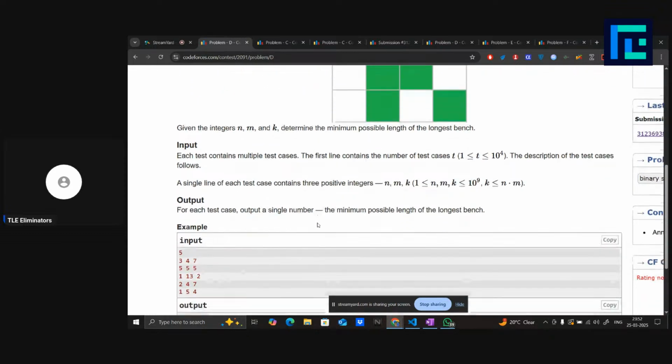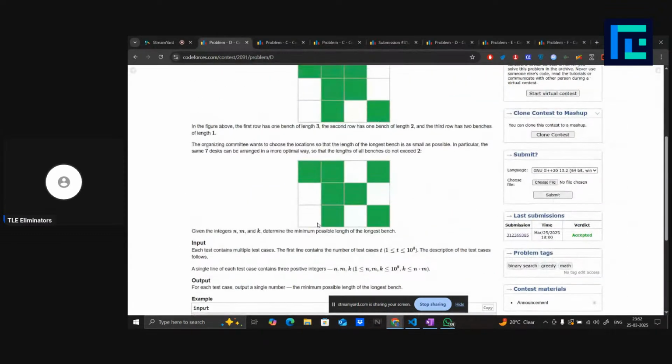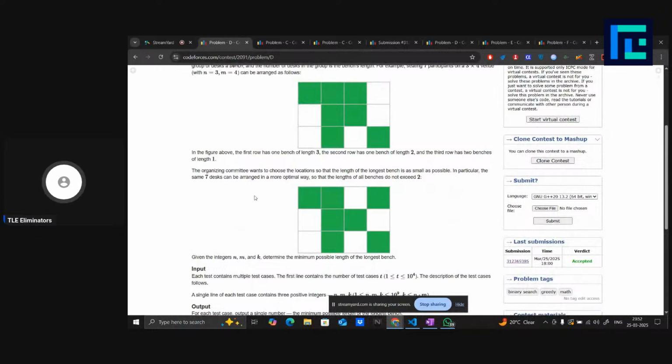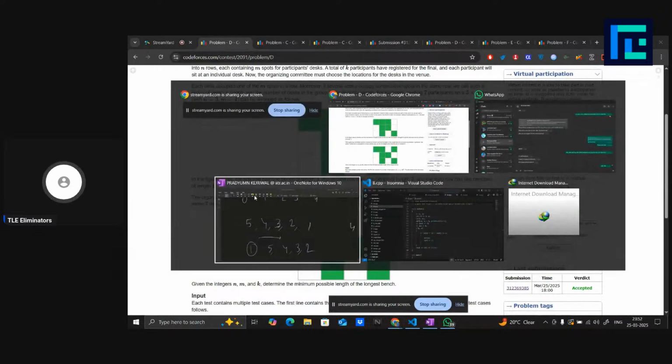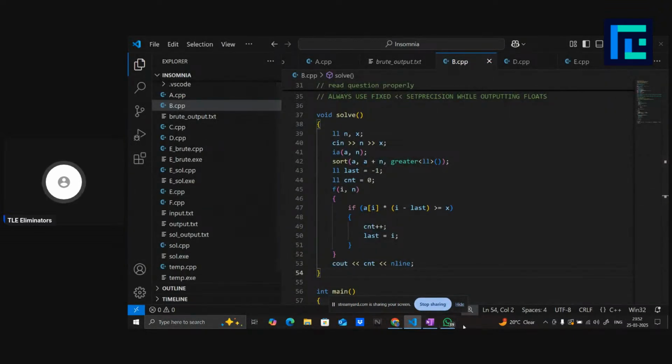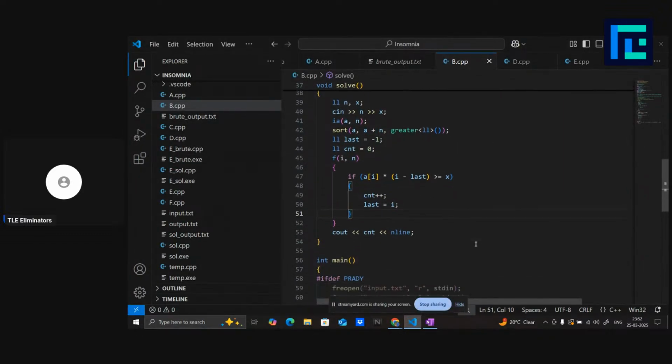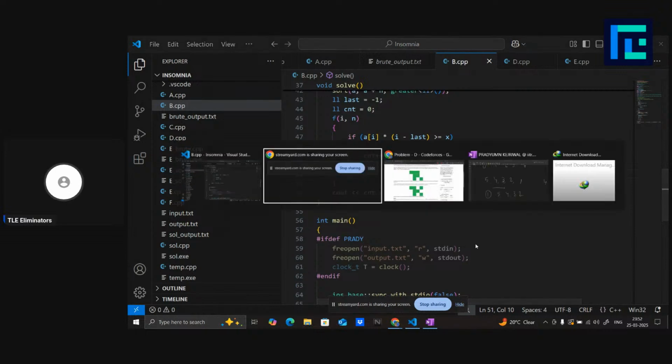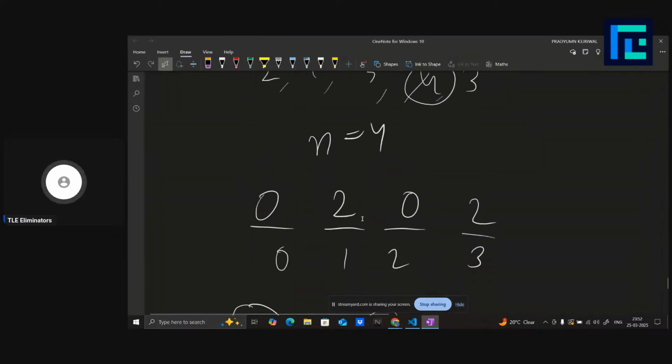Okay, so the problem should be clear. Basically, we have a grid of n by m.